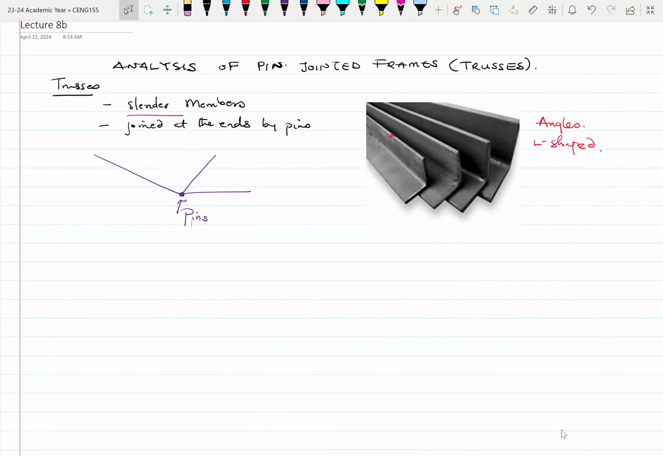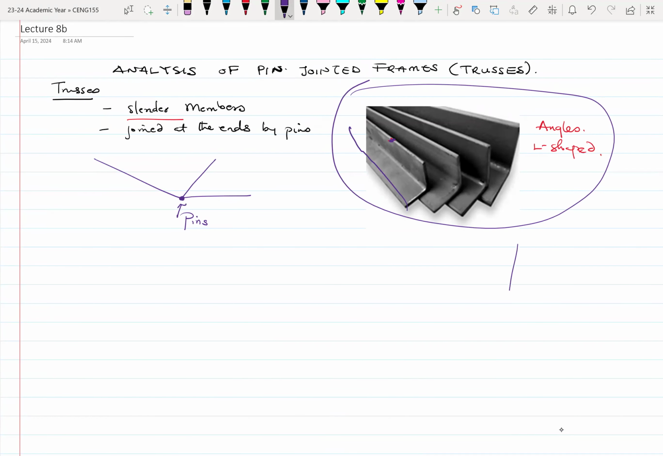So we are looking at the analysis of pin jointed frames. All right. And there are also some other types of frames that we have. The pin jointed frames are pretty much a combination of slender members which are joined together at their ends by hinges or pins. All right. And we define a slender member as a member that has a very small thickness compared to the overall length of that member. So here we have a steel member, which is an angle or L-shaped member. If you look at the thickness of it compared to the overall length, it's quite small. All right. And such members, when you apply load to them, tend to buckle, they bend.